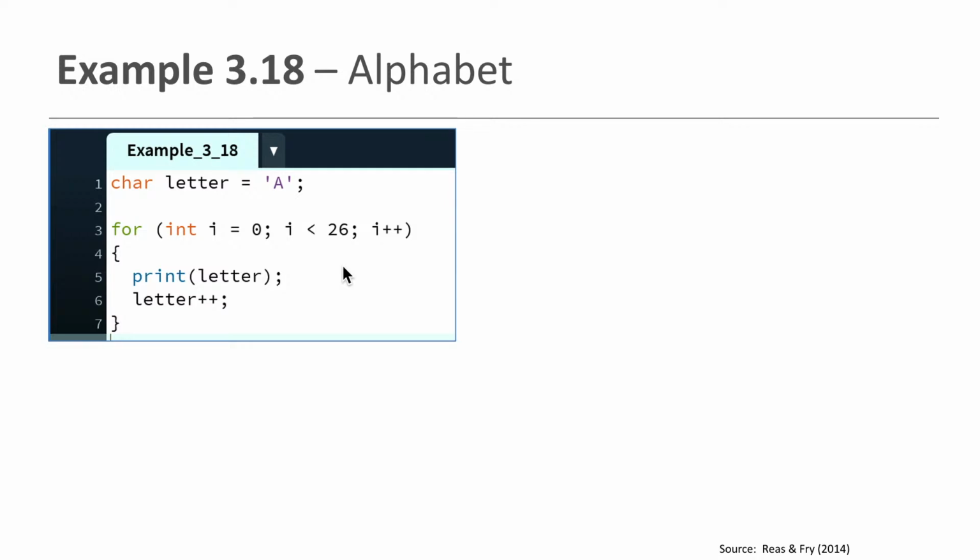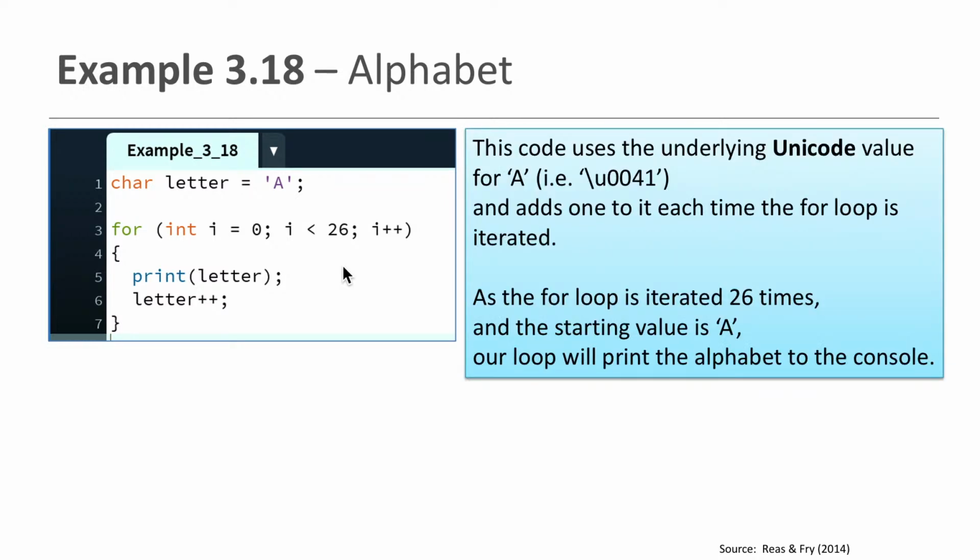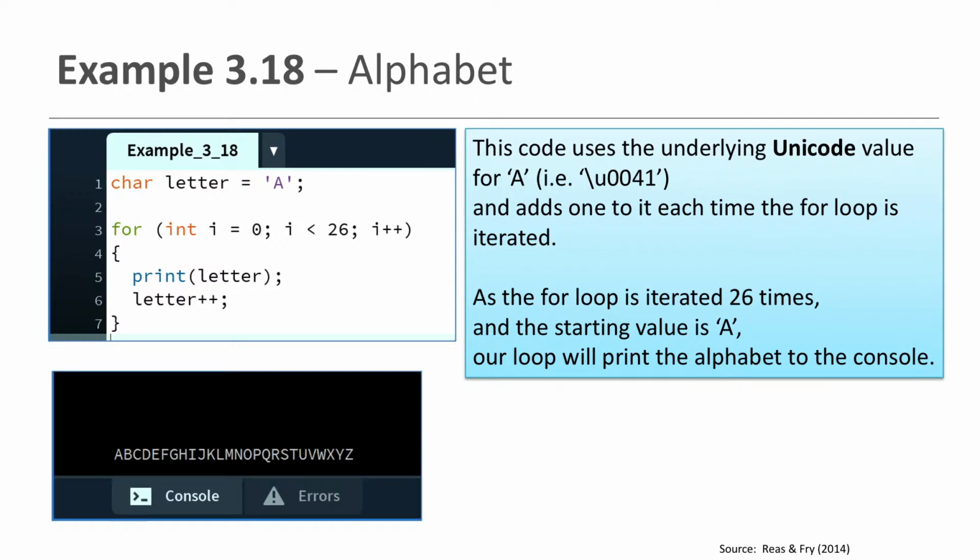So what this means is we can see the output of the whole alphabet. We're adding 1 to this code, and when we run it, we get the full alphabet written out without having to type it out. Of course, if we had initialized the letter to be the lowercase a, then we would see the entire alphabet printed out in lowercase.